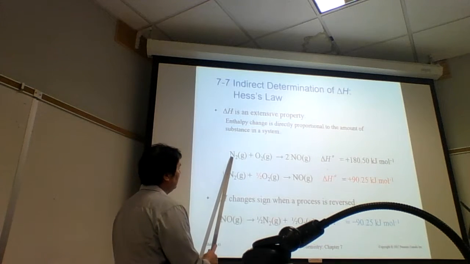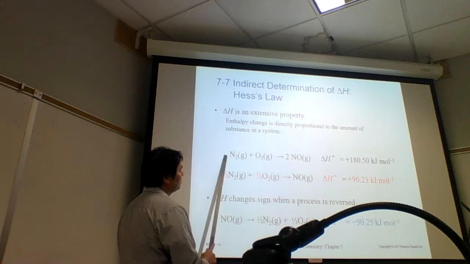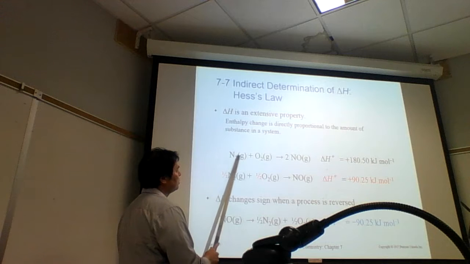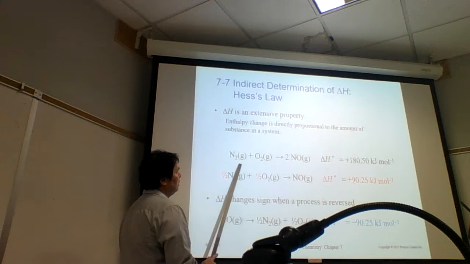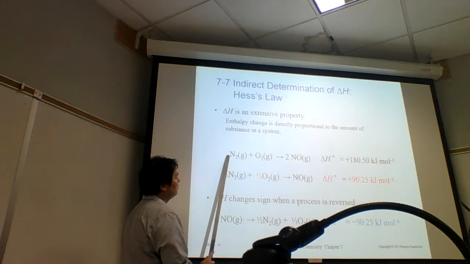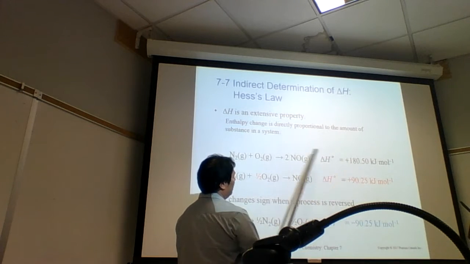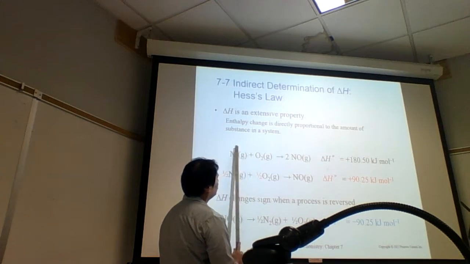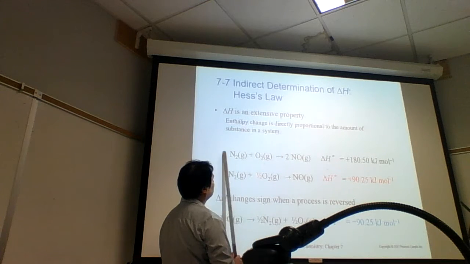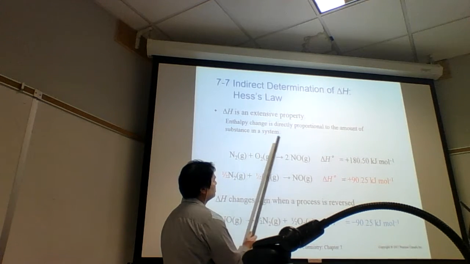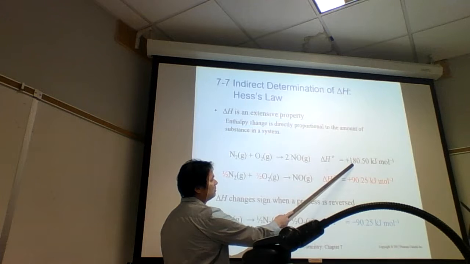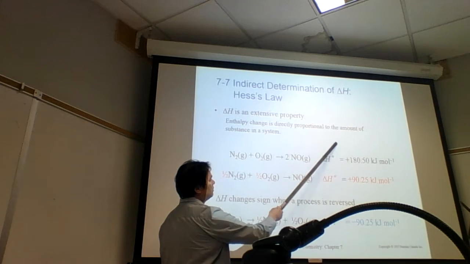So here's the combustion of nitrogen using oxygen, or the reaction of nitrogen and oxygen. If I form 2 moles of NO from 1 mole of nitrogen and 1 mole of oxygen, that costs me 180. If I double this and go with 4 moles of NO, so I get 2 nitrogens, 2 oxygens, gives me 4 NOs, then I double that, so I get 361 kilojoules.